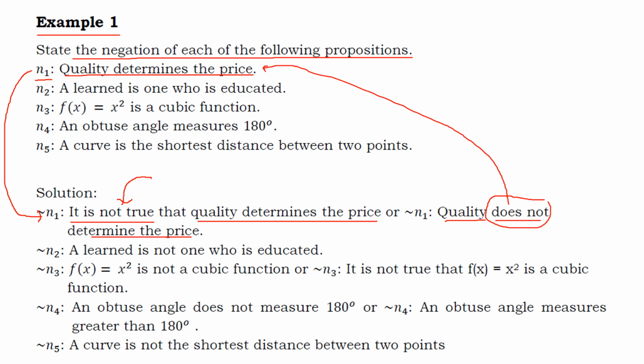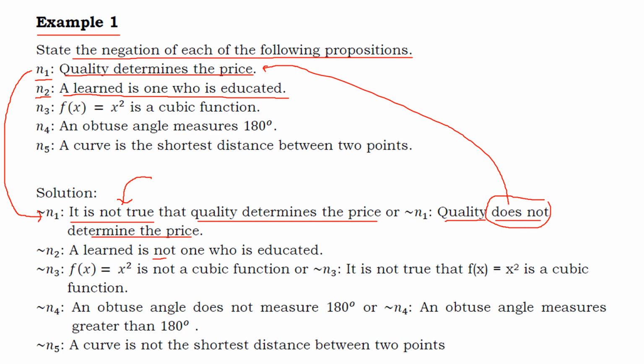And for number 2, or the N sub 2 proposition: a learned person is one who is educated. In this case, we just simply put "not" here: a learned person is not one who is educated.